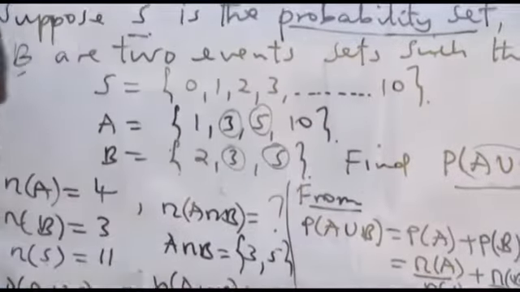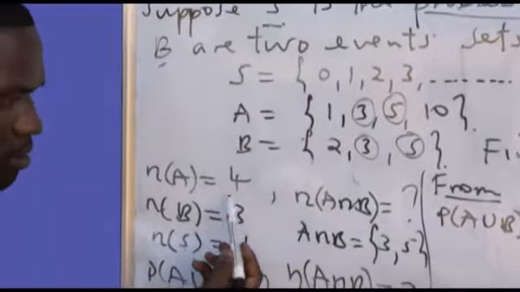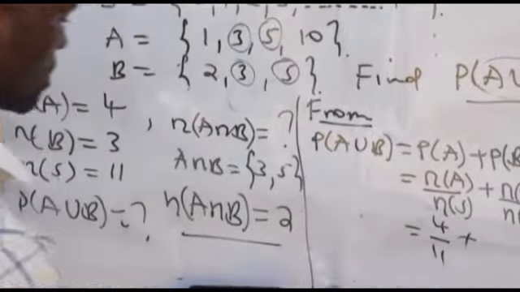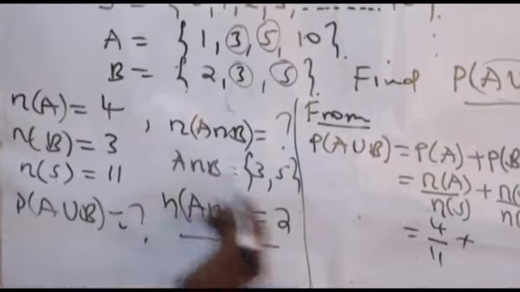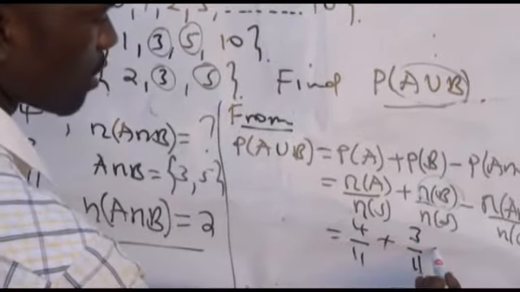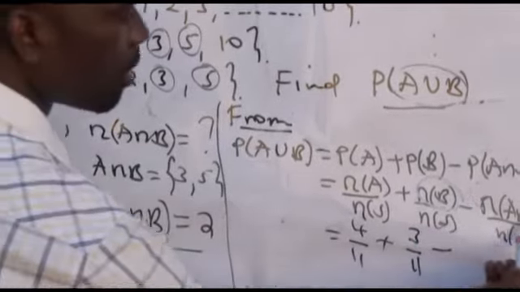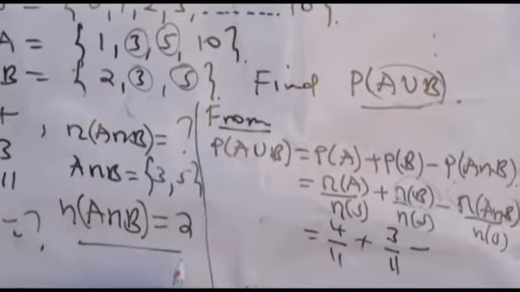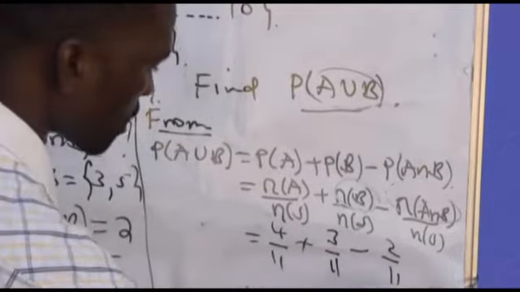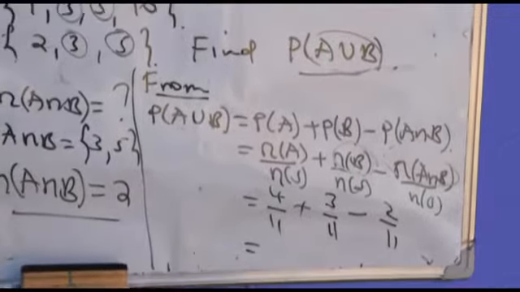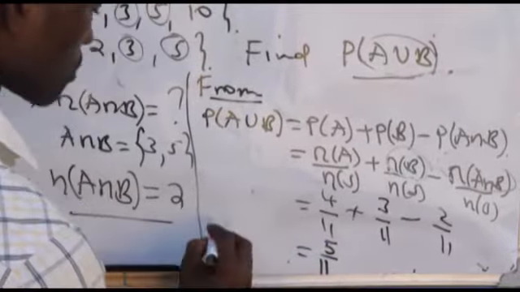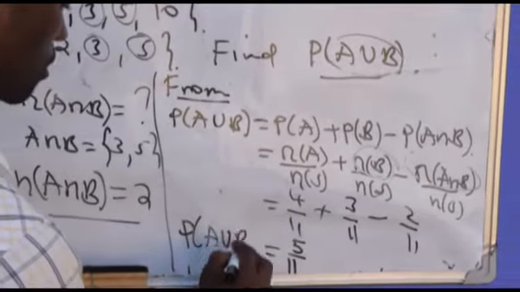Now the number of A is equal to 4. So we get 4 divided by 11, plus the number of B is 3, so you put 3 out of 11. Then minus the number of A intersection B, which is calculated to be 2, so it's 2 out of 11 again. If you simplify this fraction, you will get 5 out of 11. So this is now the probability of A union B.